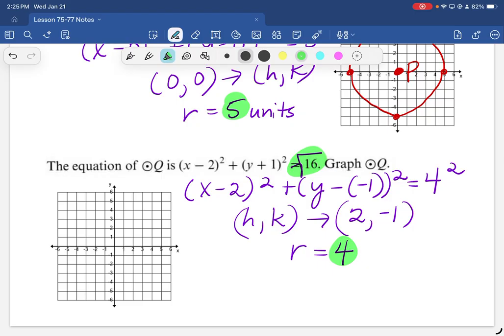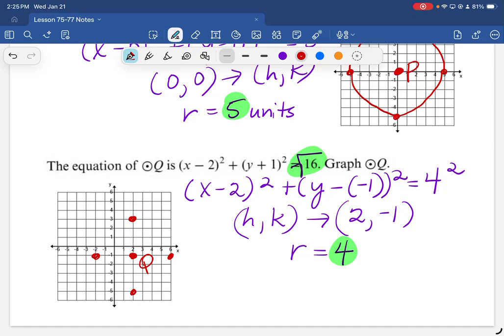All right, time to graph. Start with our center at (2, -1). So that's right here. We label that Q because they called it circle Q. We're going to go up 4: 1, 2, 3, 4. Down 4: 1, 2, 3, 4. To the right 4: 1, 2, 3, 4. To the left 4: 1, 2, 3, 4.